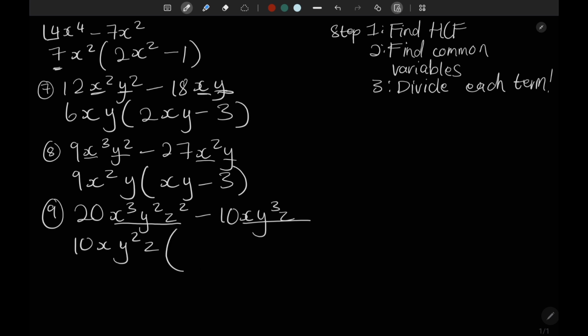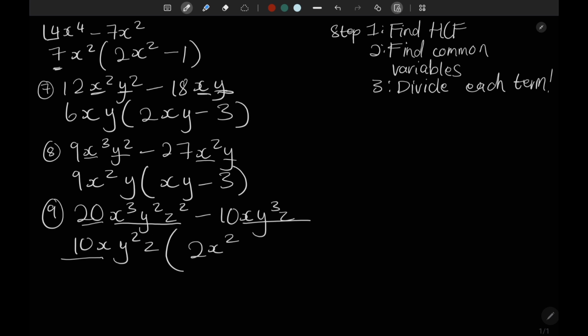Z. Now let's open a bracket. 20 divided by 10 is 2. 2. X cubed and x, 3 minus 1 is 2, so this becomes x squared. Y squared and y squared, 2 minus 2 is 0, so we have nothing here.